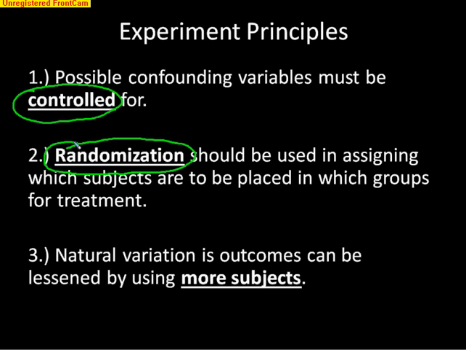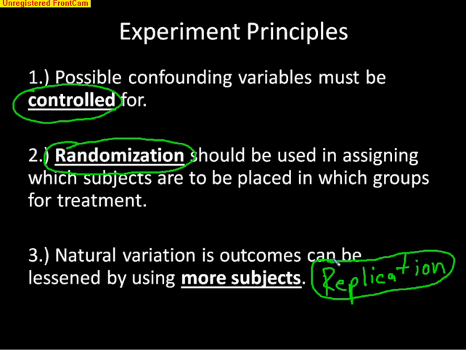Also, natural variation in outcomes can be lessened by using more subjects. We call this replication, and that is actually the official name of this third principle. It means that if you only have one subject using the calcium pill and one subject not using it, what are you going to learn from that? Oh my goodness, the guy taking the calcium pills, his bone density was so much better. Well, there's a bunch of other factors that could have contributed to that guy having better bone density and lessening his arthritis besides that calcium, because it's just one person.